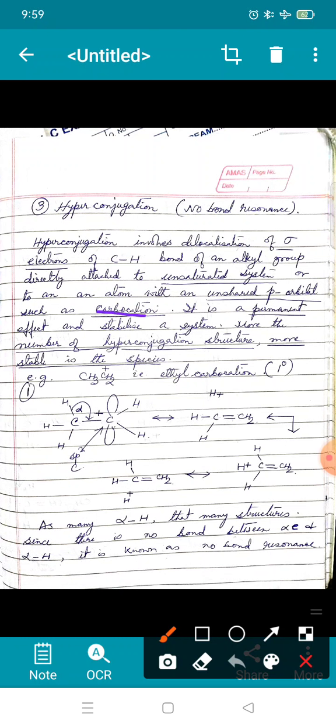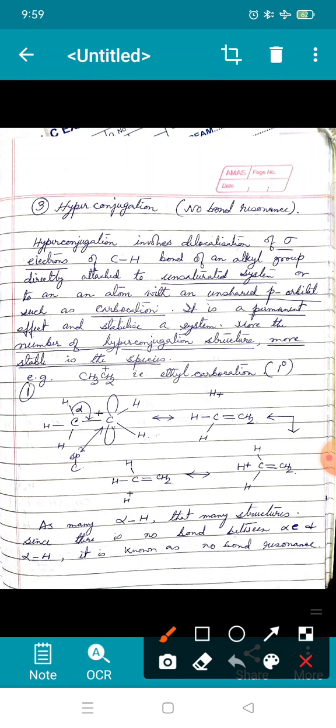So usually the carbocations have sp2 hybridization, and double bonds also have sp2 hybridization, where one of the p orbitals of carbon is not involved in bond formation. It is a permanent effect and it stabilizes a system. So the more the number of hyperconjugation structures, the more stable the species will be.